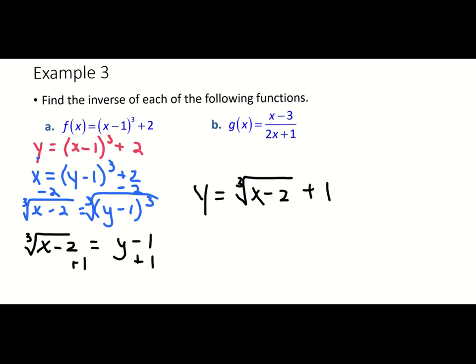Now, the final thing you want to do is replace your y with your function notation. So to show that it is the inverse of a function, I'll write f of negative 1 of x equals the cubed root of x minus 2 plus 1. And that plus 1, because it's outside the radical over here, is going to be outside the radical in your final answer.